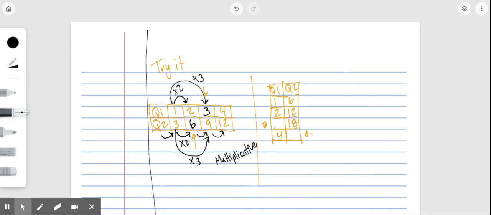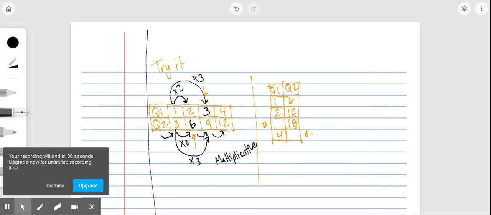Okay, now this is just the way that I solved it. Maybe you saw the pattern and you decided to go with it and put those numbers in there, okay? And that's okay for now because these are the easy versions of ratio tables, okay?